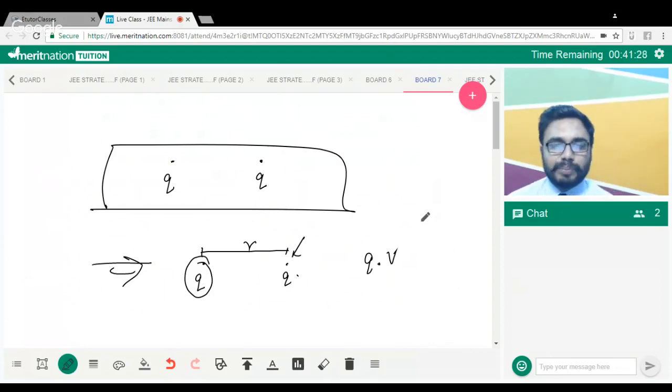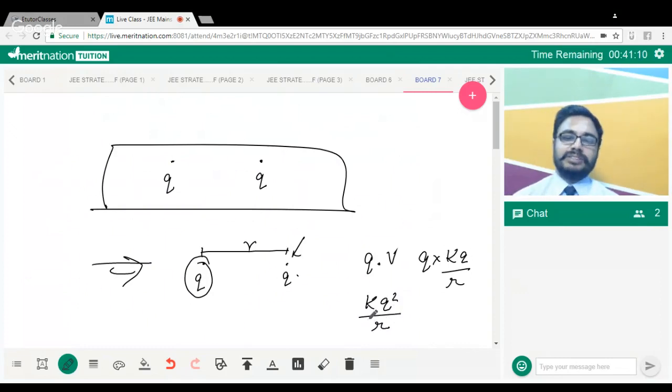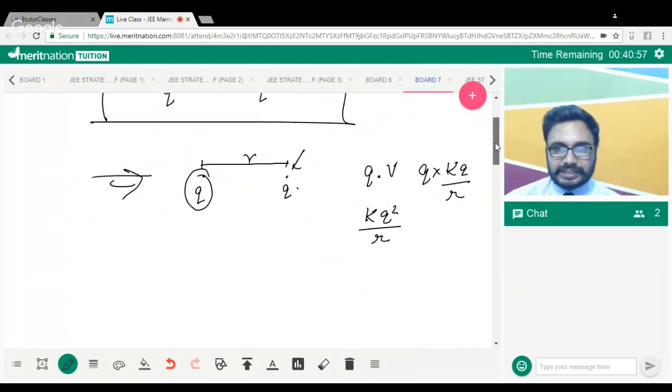Here we have potential, due to which we have potential energy. That is Q into V. How much potential is there? KQ by r. So Q into KQ by r. So here we have energy as KQ square by r. So this is the potential energy of the system, KQ square by r. Similarly, this is the basic method to find the potential energy of any system. Okay. So this is all about electrostatics.